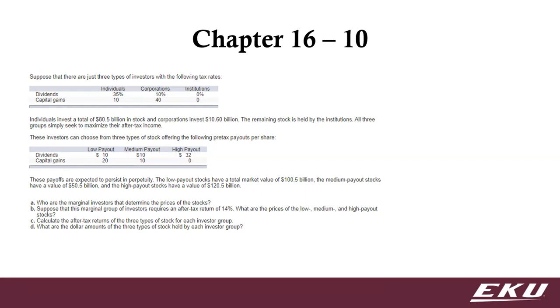And then calculate the after-tax returns of the 3 types of stocks for each one, right? Because individuals and corporations and institutions are taxed differently. And then what are the dollar amounts held? Because we were told how much they put in. But let's look at the dollar amounts in each of those stocks between low, medium, and high, right? So the next page is going to be the answer. Feel free to pause here if you need, or of course you can go back and forth in the video.